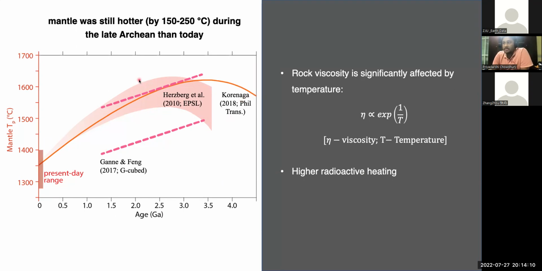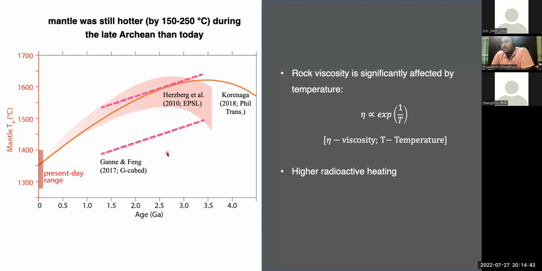For example, this red shade has come from the Herzberg studies, which is based on non-arc basalts. Then this line is given by Korenaga, based on the Urey ratio. And then this is a very recent one, compiled again from non-arc basalts, by Ganne and Feng. So although there have been discrepancies in the exact magnitude of how much hotter the mantle was compared to the present day, one thing is coming up: the mantle was hotter, at least by 100 degrees or more than today.